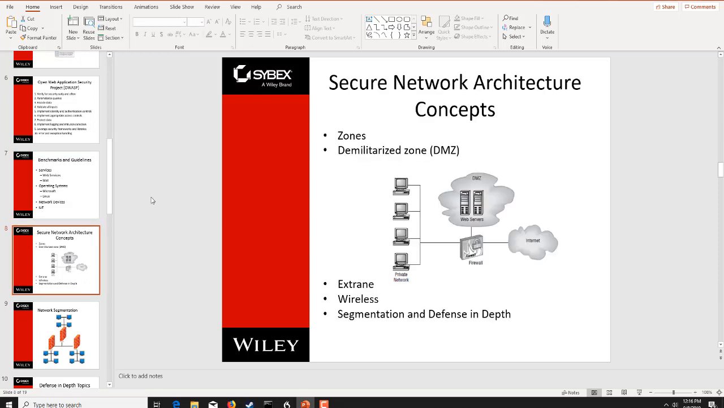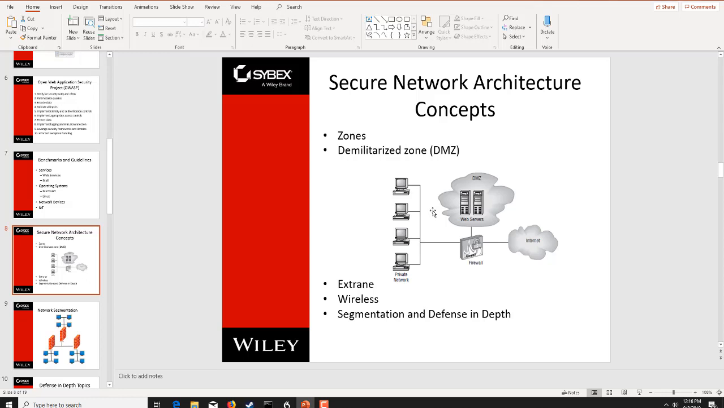Some network architecture concepts that go into the chapter: zones and demilitarized zones. Zones are basically VLANs, virtual LANs, that are off of a firewall. Zones and demilitarized zones are a little confusing. A demilitarized zone is basically just a definition of a zone that is in between the internet and an inside network. Any of these networks, any of these VLANs, can be a zone.